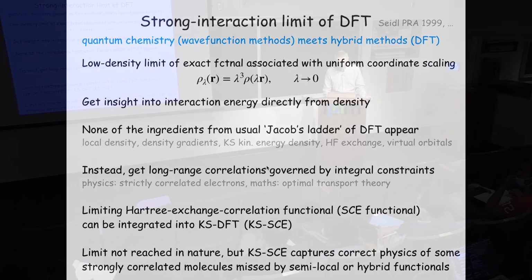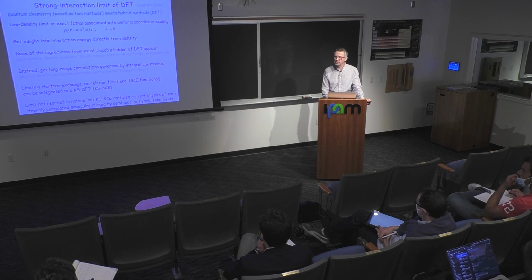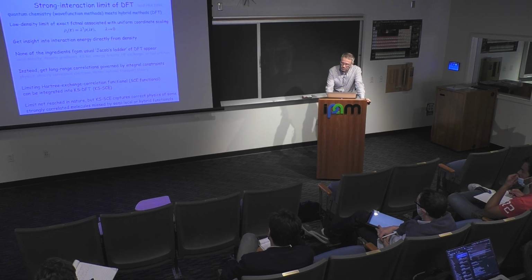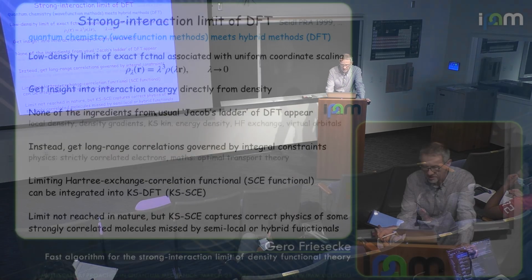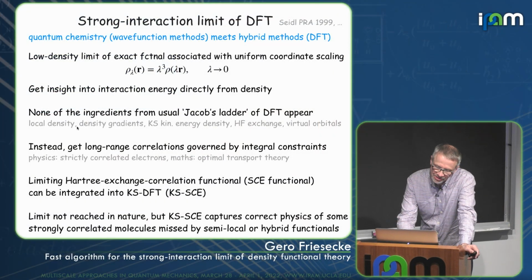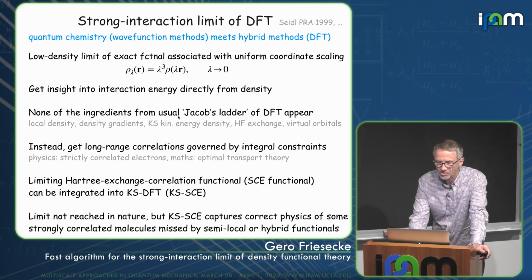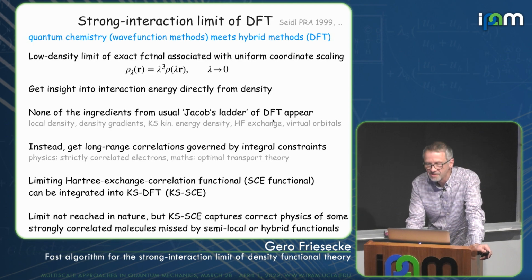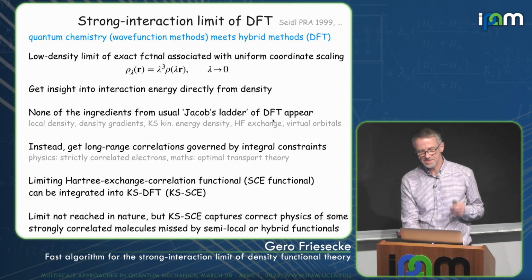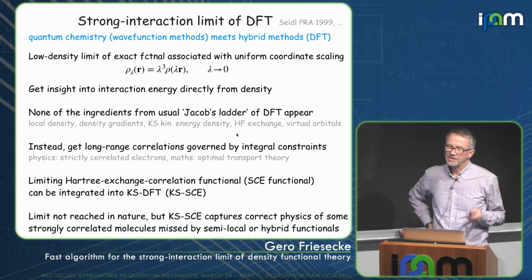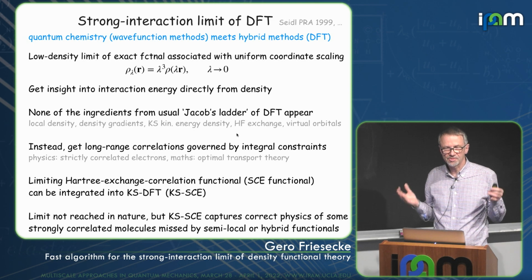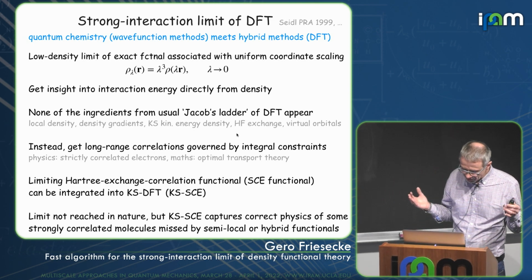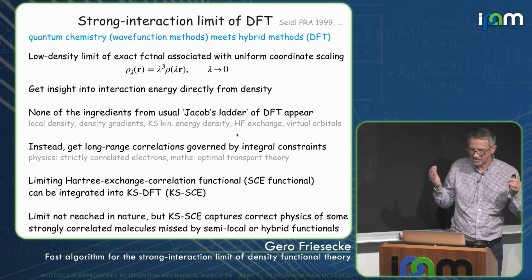One of the things that really got me interested in this is that none of the ingredients from the usual Jacob's ladder of DFT appear in this limit. You see neither the local density nor density gradients, nor the KS kinetic energy density, nor Hartree-Fock exchange, nor virtual orbitals. Instead, what you see is long-range correlations that are not governed by higher derivatives, but by integral constraints. The physics of this, I will of course explain.